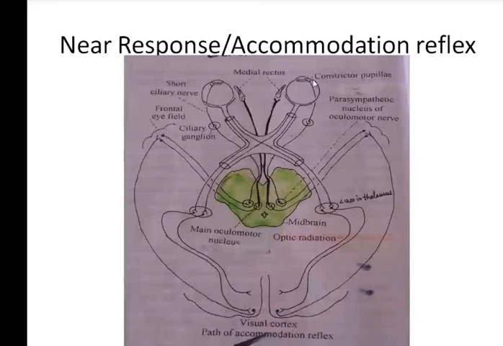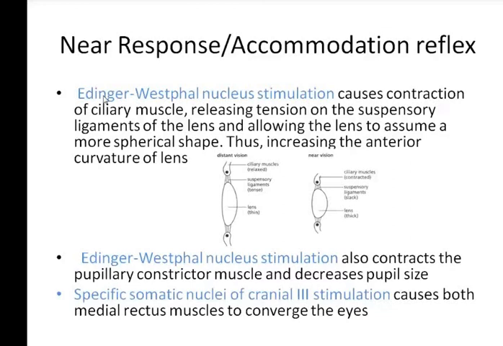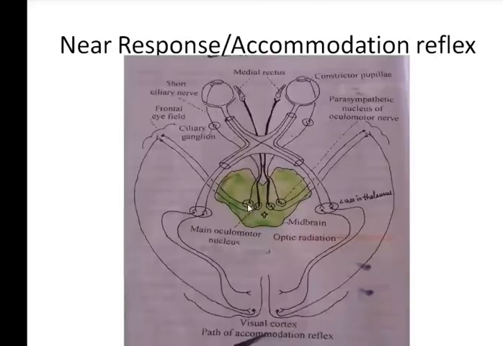Yes, sir. Now, I have also told you that the anterior curvature of the lens is also increased. How is that going on? This is the explanation. It is not shown here, isn't it? This is the Edinger-Westphal nucleus, the parasympathetic nucleus, for the contraction of the ciliary muscle.